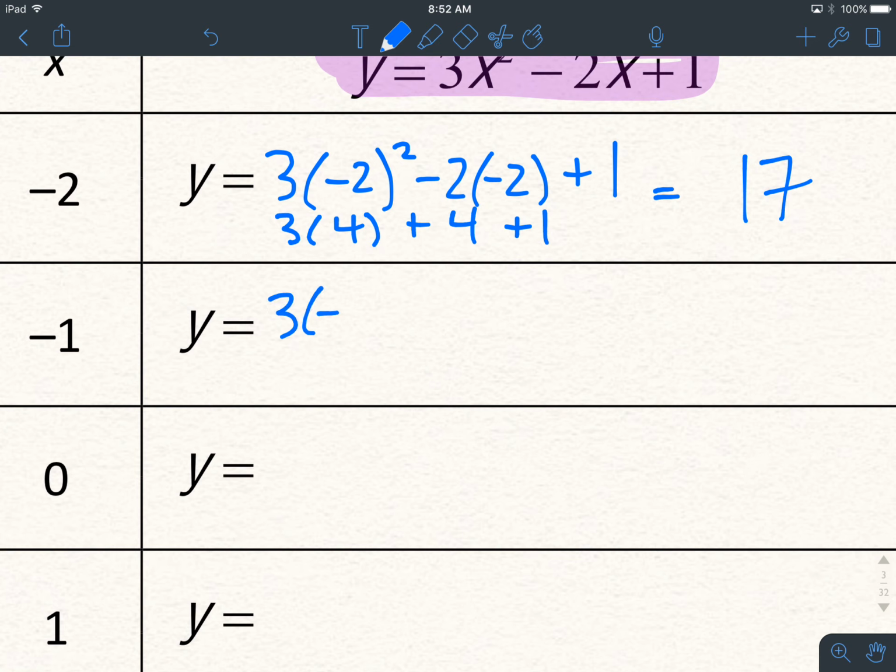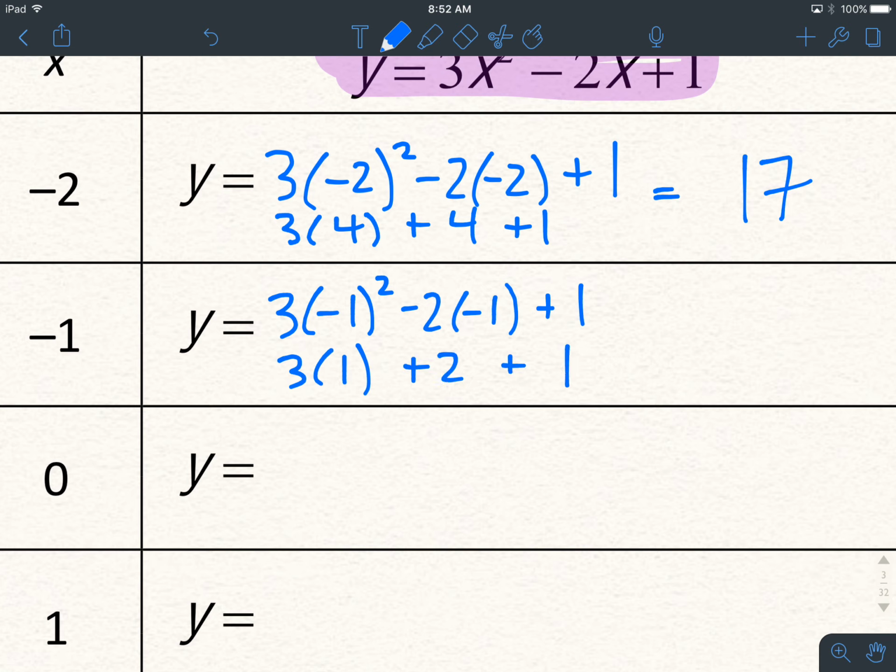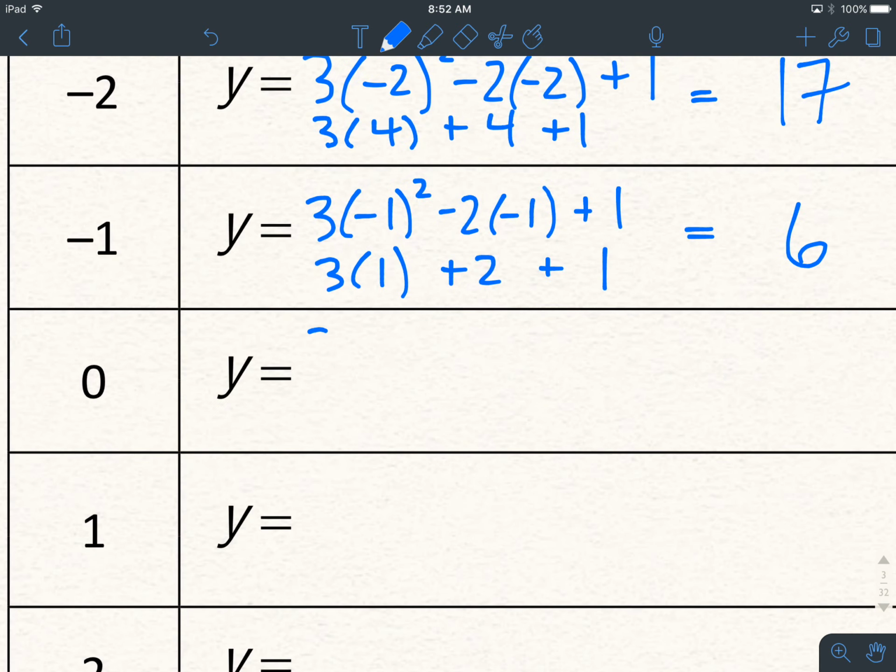3 times negative 1 squared minus 2 times negative 1 plus 1. So that will give us 3 times positive 1 plus 2 plus 1. So 3 times 1 is 3, plus 2 is 5, and plus another 1 is 6. There we go. Let's keep working.